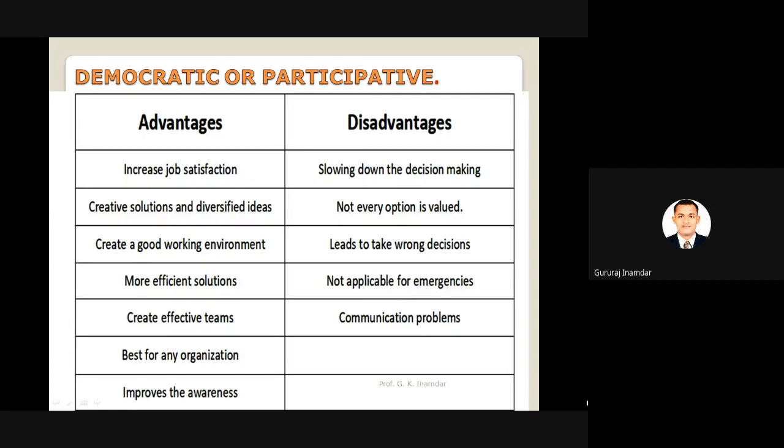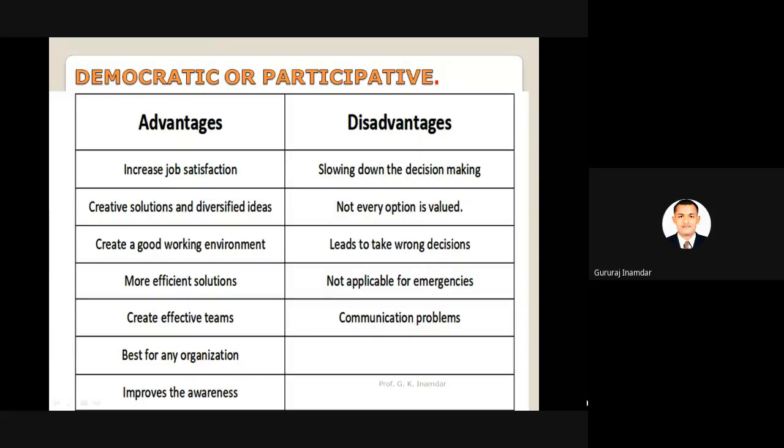Not applicable for emergency. Why? Because this is a very huge or lengthy process. Okay, this is a very lengthy process because all the number of suggestions or demands we can consider here.